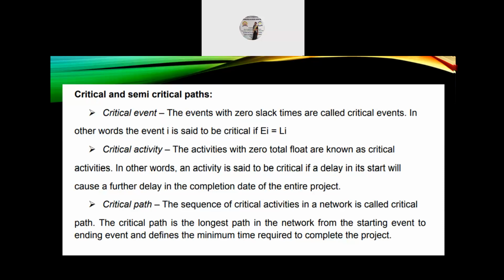Number 3, critical path. The sequence of critical activities in a network is called the critical path. The critical path is the longest path in the network from the starting event to the ending event, and it defines the minimum time required to complete the project.